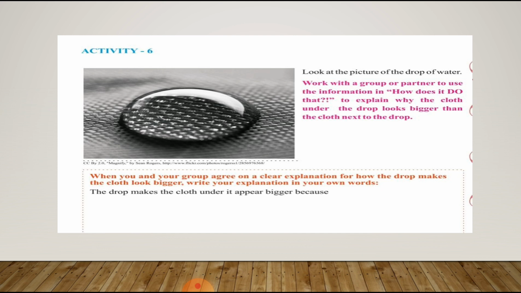See what it says. Here, the drop makes the cloth under it appear bigger. Why? Because the drop of water on the cloth magnifies the area that is covered. This happens because the drop has covered the area with its upper surface.